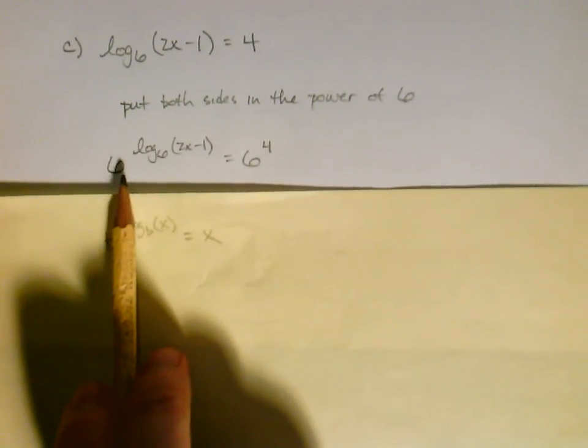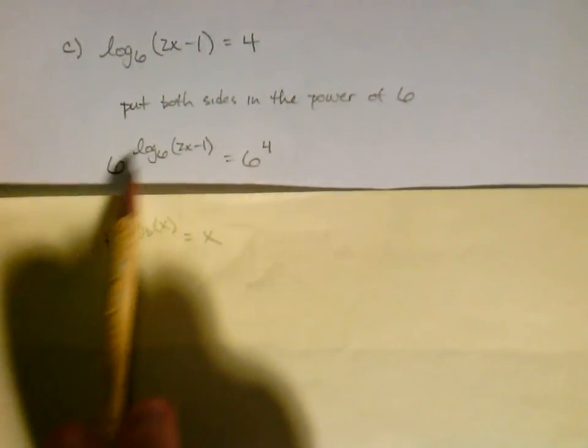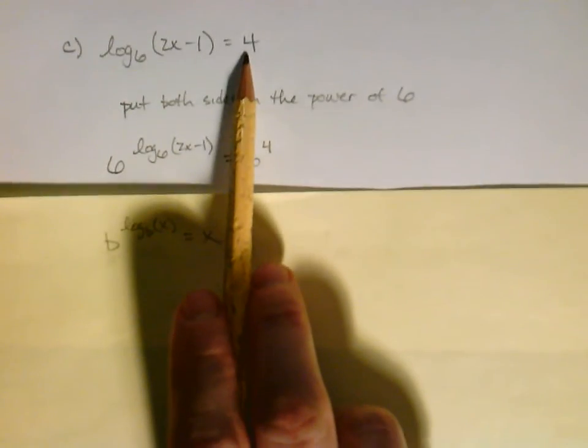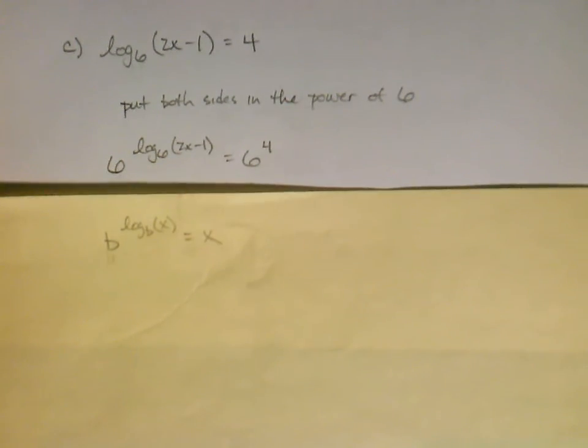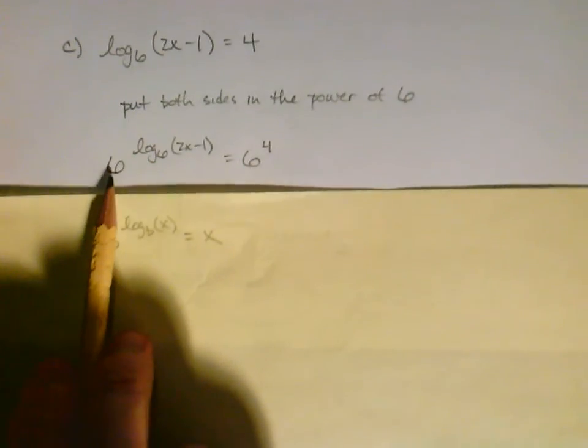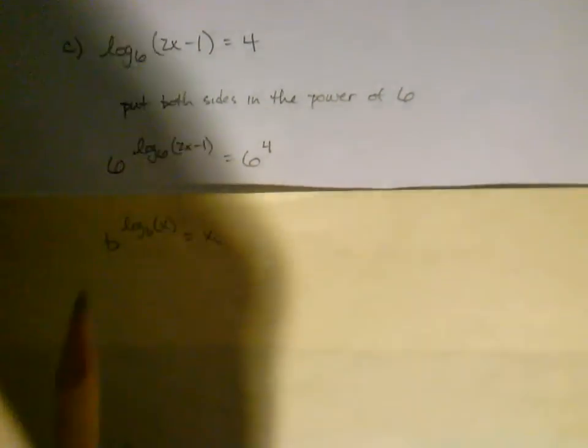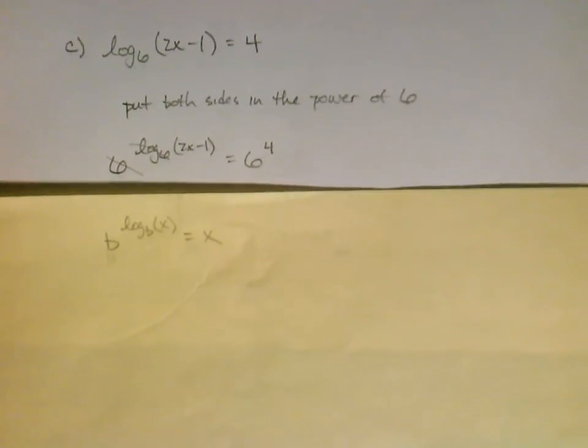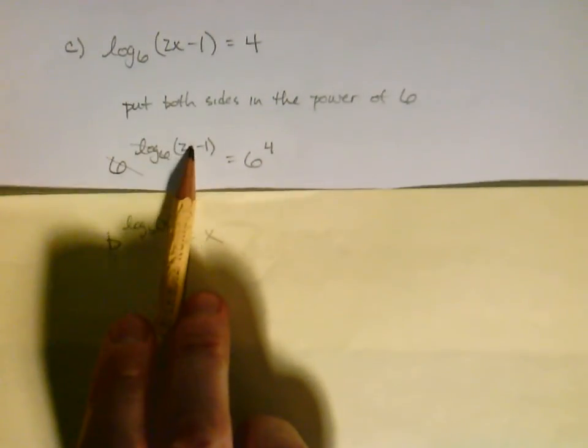We're going to put the left side there up in the power of 6. And we do the same to the right. We put that 4 up in the power of 6. So 6 raised to the log of 2x minus 1 with base 6 equals 6 raised to the 4. Okay, I guess you could do that to both sides if you really wanted to. Yeah, as long as you do the same thing, it's got to be true. Why? Because this exponential base 6 and this log base 6 cancel out. And just like our property says, it's going to equal that exponent.